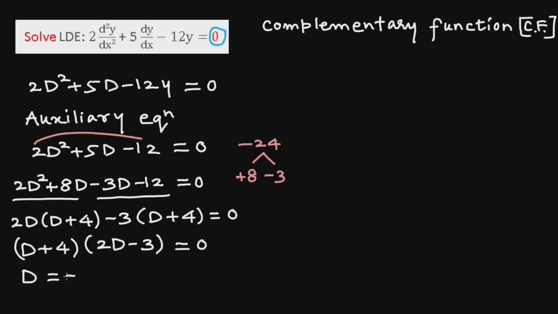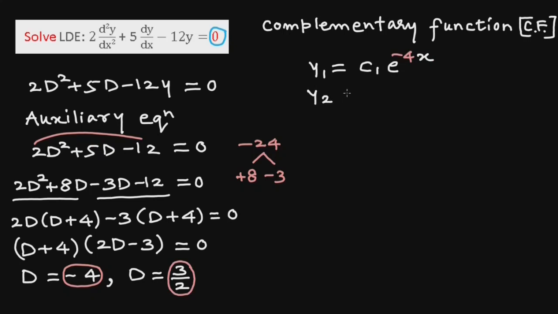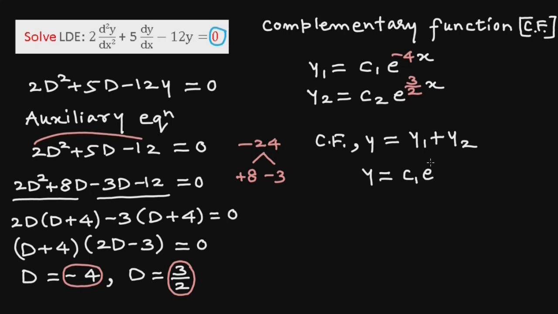So d is minus 4 or d is 3 upon 2. So from d equals minus 4, the first solution y1 will be c1 e raised to minus 4x. From d equals 3 upon 2, the second solution y2 will be c2 e raised to 3 upon 2x, and the complementary function y will be y1 plus y2, which is c1 e raised to minus 4x plus c2 e raised to 3 upon 2x.